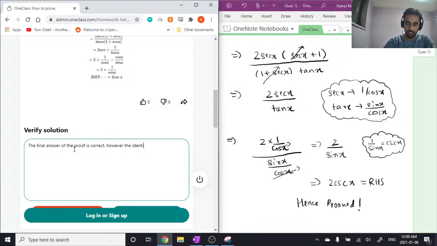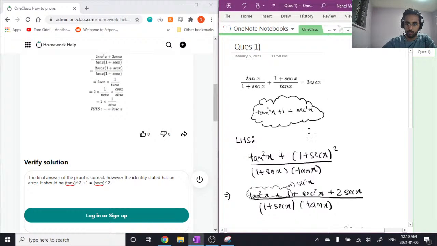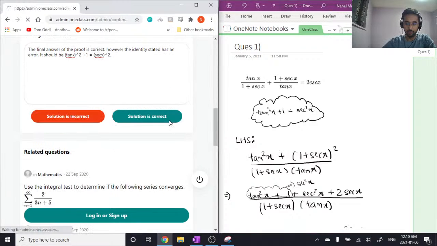However, the identity stated has an error. It should be, let's just say, tan x squared plus 1 is equal to secant x squared. Okay, so I'm gonna go ahead and mark this question as incorrect for the time being. Okay, so this should be the identity which we use. So I'm gonna say solution is incorrect.